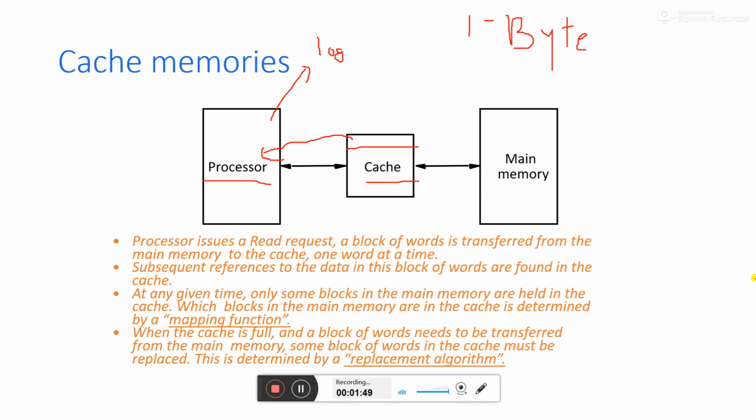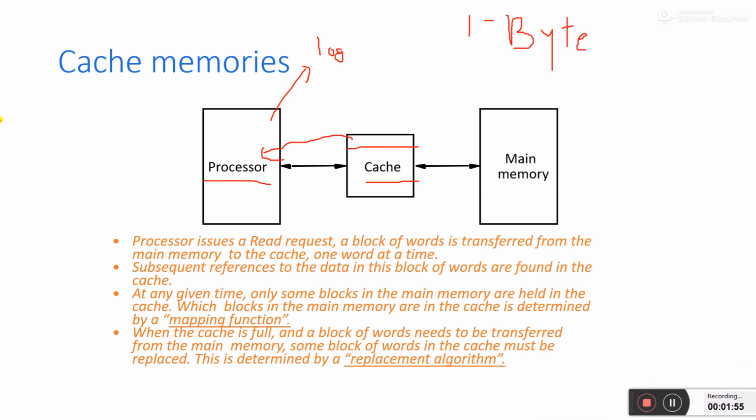The same things are written here. So we will learn how things are happening. The processor issues a read request, and a block of words is transferred from the main memory to the cache. If it asks for something, firstly it will ask the cache. If it is not available in the cache, then it will jump to the main memory. From the main memory the data will be fetched and provided to the cache memory, and then from the cache memory the data is accessed by the processor. So that is the flow.